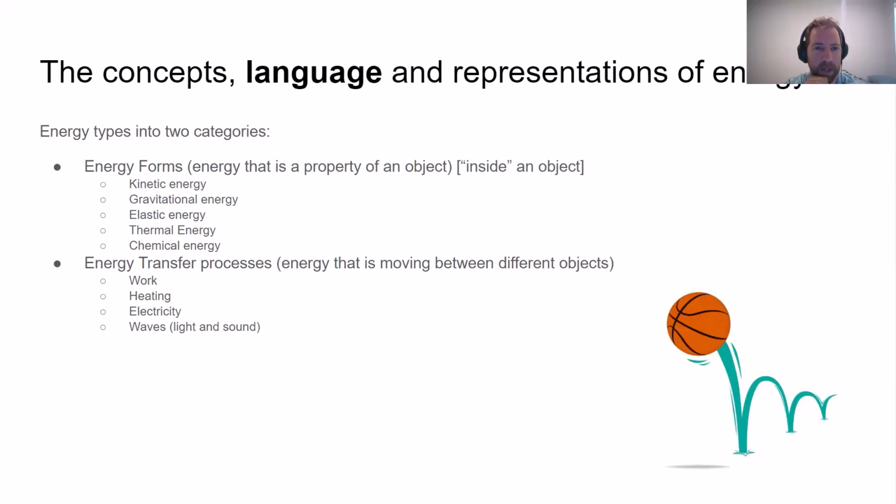Forms are energy that's a property of an object. That's what I've written, and in quotation marks I've said energy that's inside an object. So you've got the picture of the ball there. If you think about a ball and you take a picture of it and you ask, what type of energy does that ball have? You can say it's moving, so it has kinetic energy. You can say that its position is above the ground, so it has gravitational energy. If it gets squashed, you can say it has elastic energy. It has temperature, so it has thermal energy, and so on. Those energy forms are energies that an object actually has, which we'll deal with at, say, level 1 or level 2.